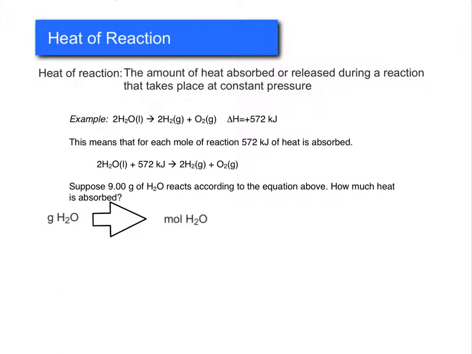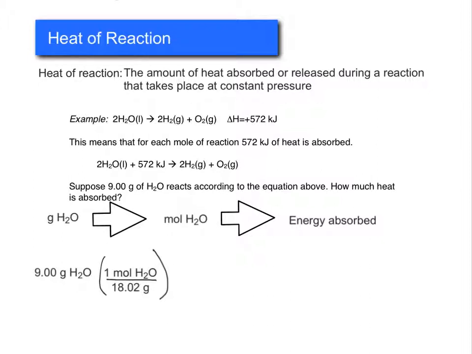And then once we have moles of water, then we need to use our delta H and our coefficients to get to the energy. Okay, so we're going to do 9 grams of H2O in the front. That's what we're given. And that's going to be times 1 mole of H2O is 18.02 grams. Okay, and then 572 kilojoules absorbed every time 2 moles of water reacts. And that's because we have a 2 next to H2O in our balanced equation. Okay, so we multiply and divide all that out, we get 286 kilojoules of energy, right?